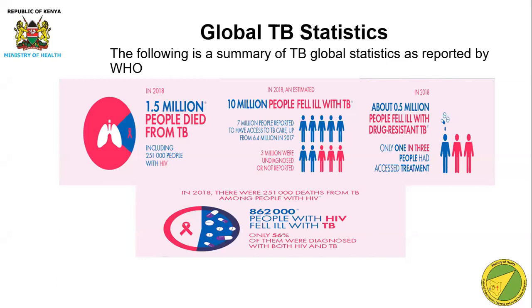In the same year, about 500,000 people fell ill with drug-resistant TB. But as of that year, only a third of the population with DRTB, or drug-resistant TB, accessed treatment.